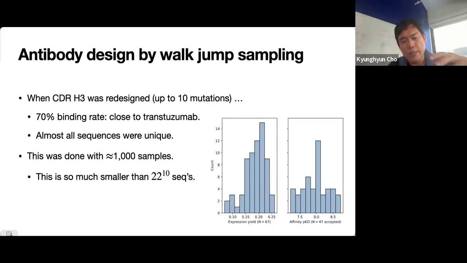But then we trained this walk-jump sampler and drew 1,000 samples. And out of the 1,000 samples, 70% or so of them bound to HER2, and the binding affinity was as good as or close to trastuzumab, which is in fact the FDA-approved antibody therapeutic targeting HER2. And almost all these sequences were unique. So essentially, the walk-jump sampler was not trying to produce one good thing over and over, but it was able to explore the vicinity of the binding antibodies.